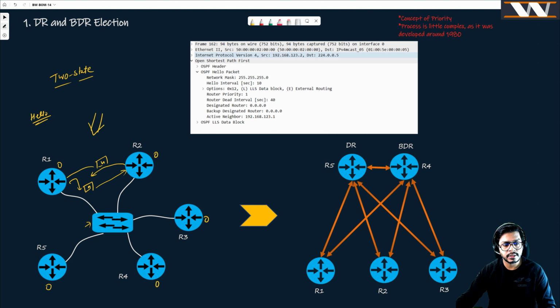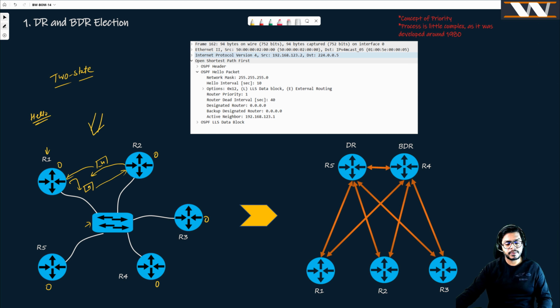Once this reaches R1, R1 is pretty sure that there is somebody with router ID R2 and he has seen me. Why? Because the hello from R2 contains my own router ID, right? So this is the two-way state. R1 is going to reach the two-way state.